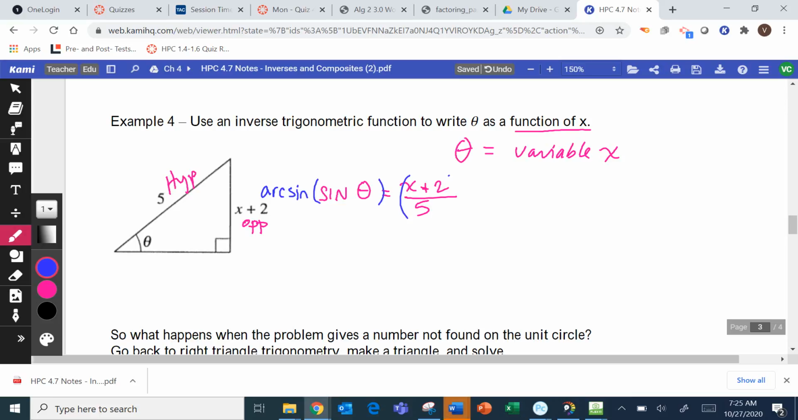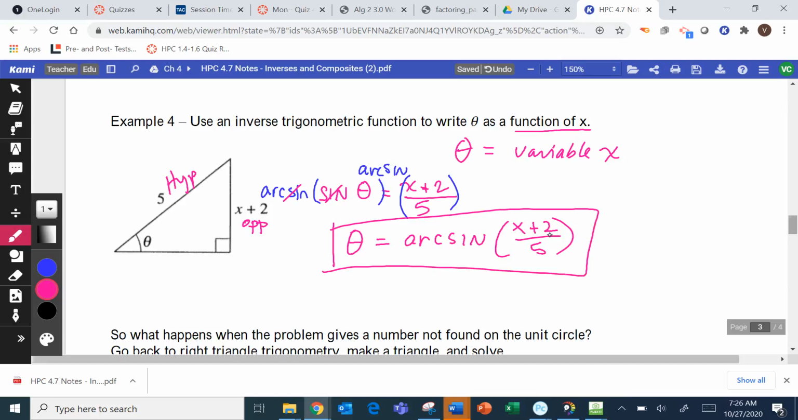We need to do that to both sides of the equation. And that will undo sine, we'll get theta. And on this side, we will have arcsine of (x plus 2) over 5. And that's all we have to do for that one.